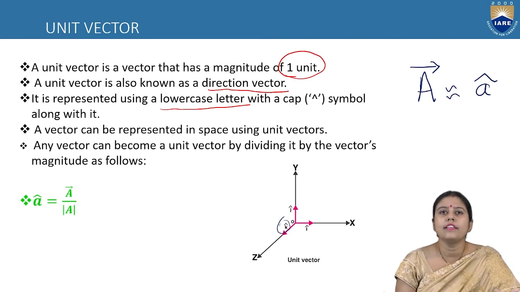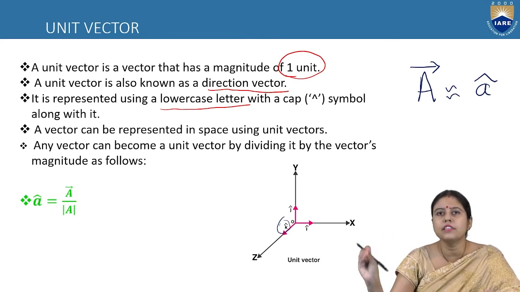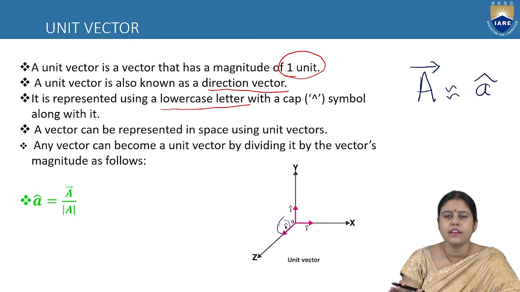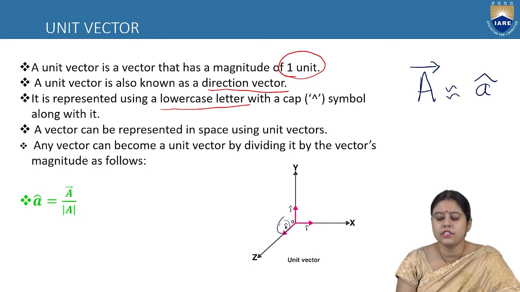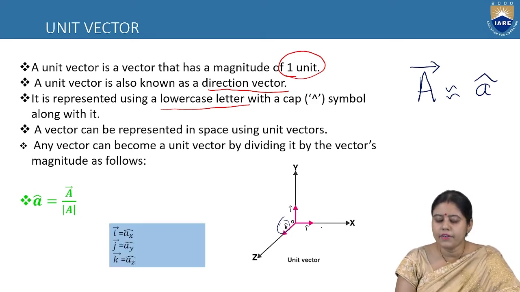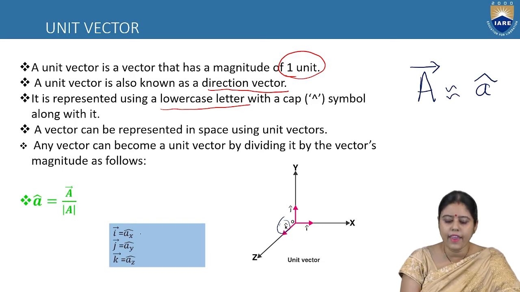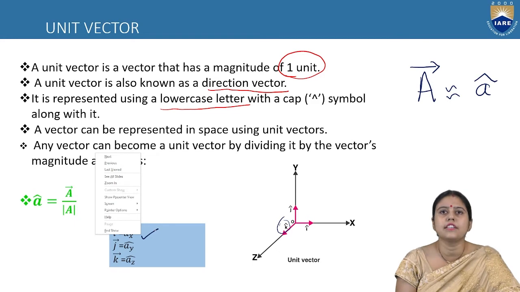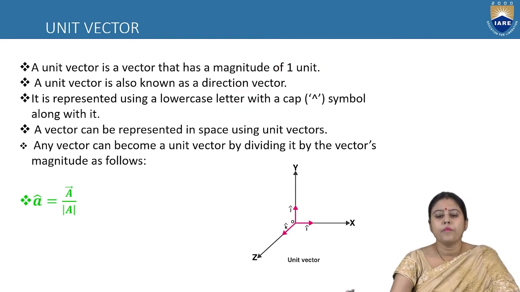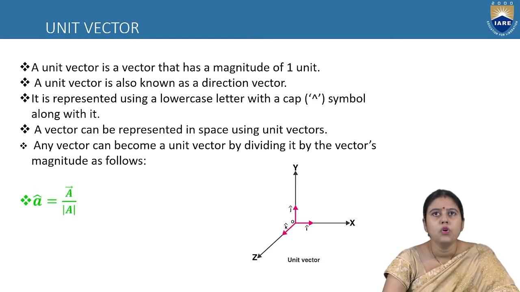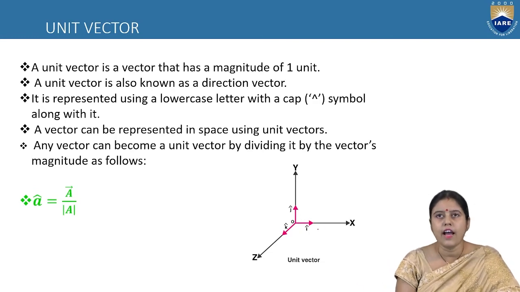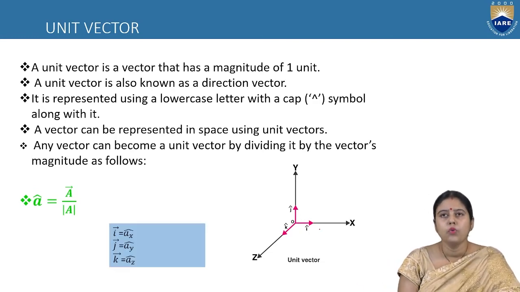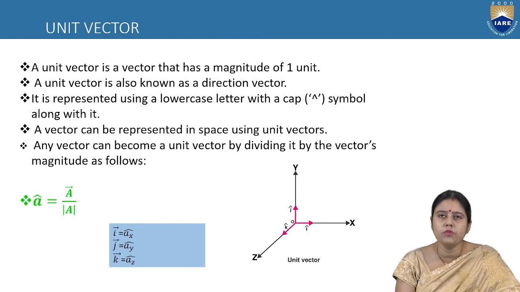Anything that is moving has movement in three dimensions. The unit vector in the x direction is written as i, and sometimes we can write it as ax. Generally in physics we use the i notation, whereas in the electromagnetic field we will write it as ax.